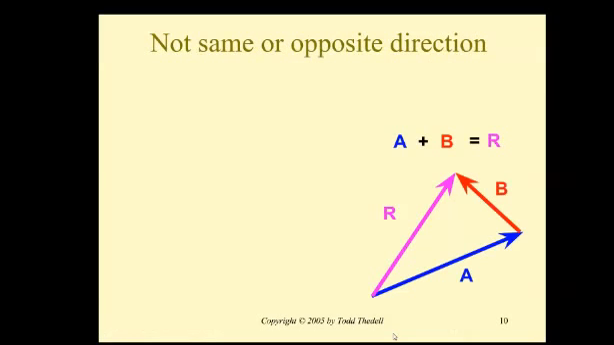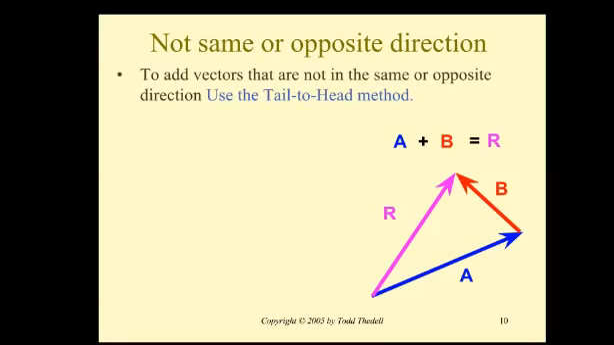The next one is, what do we do if we have vectors that are not in the same or in the opposite direction? This is called the tail-to-head method that we use, and it's referred to as the graphical method. So sometimes it'll say, add these two vectors graphically, and that's what it means.